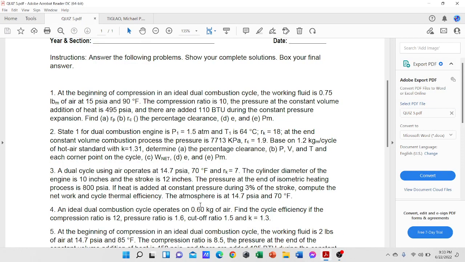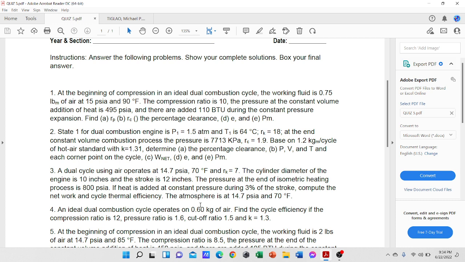For problem number 1, at the beginning of compression in an ideal dual combustion cycle, the working fluid is 0.75 pound mass of air at 15 psia and 90 Fahrenheit. The compression ratio is 10. The pressure at the constant volume addition of heat is 495 psia, and there are added 110 BTU during the constant pressure expansion. Find the RP, RC, percentage clearance, efficiency, and mean effective pressure.